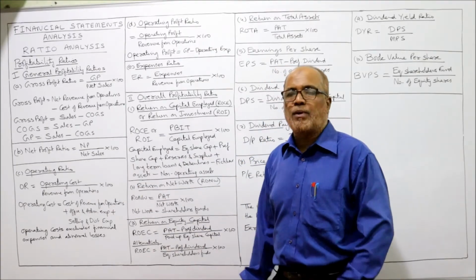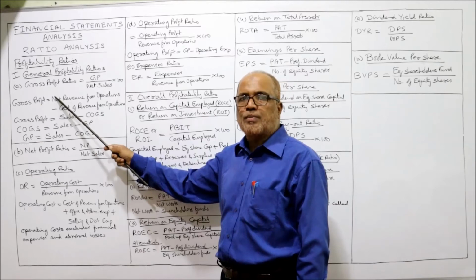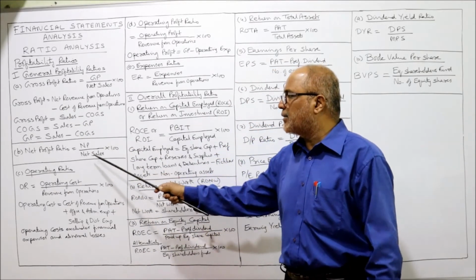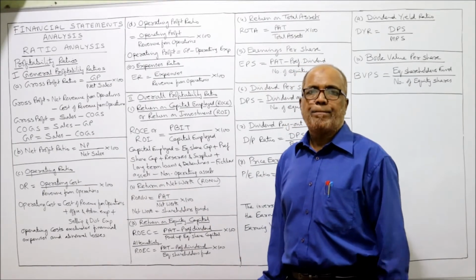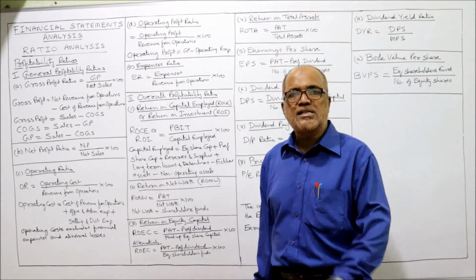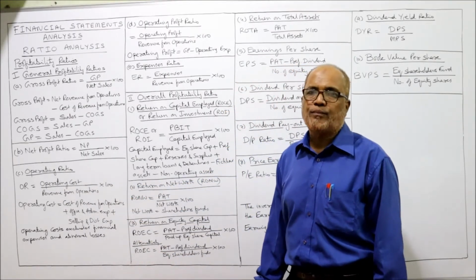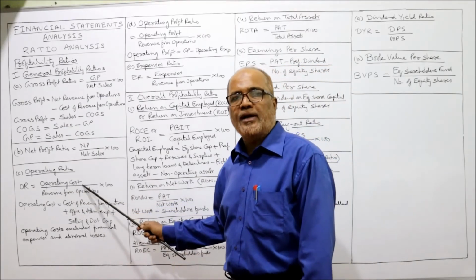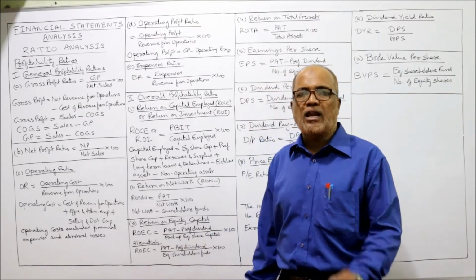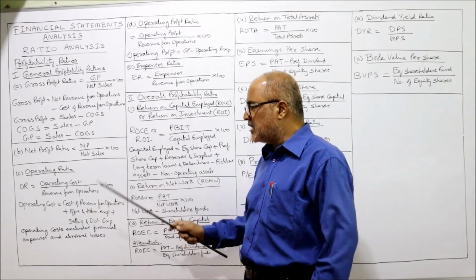Next, the second general profitability ratio is net profit ratio. Net profit divided by net sales into 100. Third one, operating ratio. Operating ratio is equal to operating cost divided by revenue from operation into 100. Revenue from operation means sales. So operating cost divided by sales into 100.